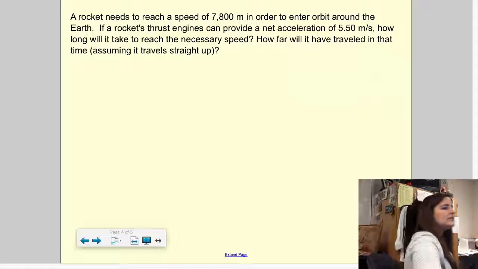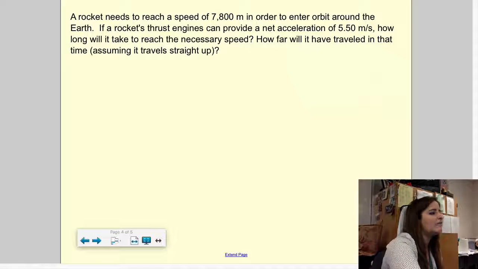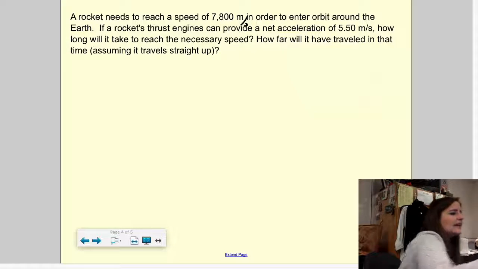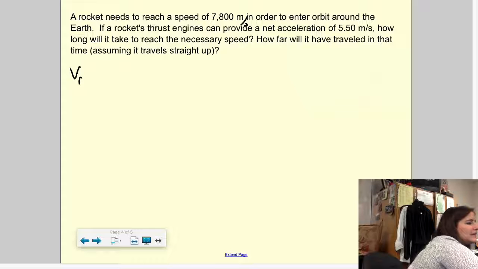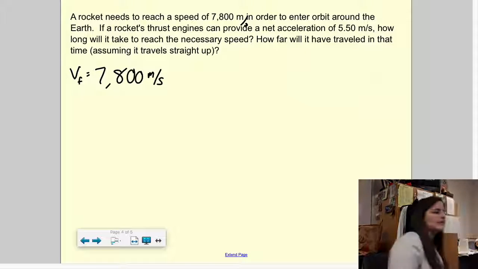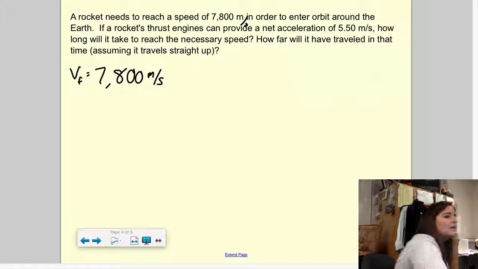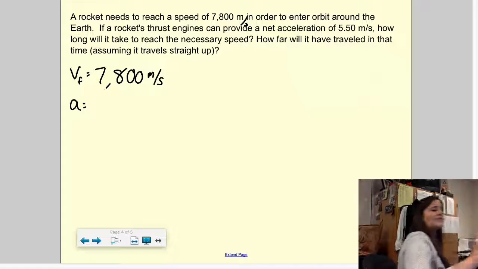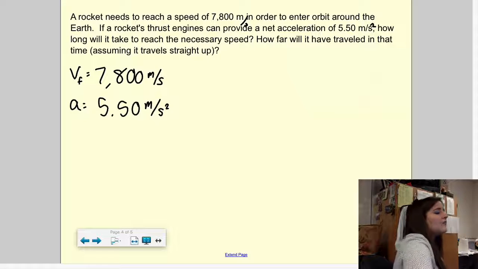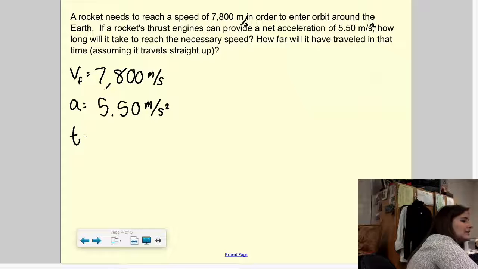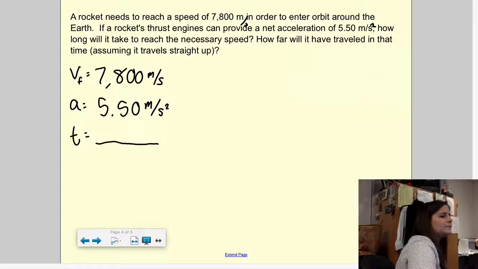A rocket needs to reach a speed of 7,800 meters per second in order to enter orbit around Earth. There's a typo there. So we know that its final speed has to be 7,800 meters per second. If the rocket's thrust engines can provide a net acceleration, so that just means it's overcoming gravity, of 5.50 meters per second squared, how long will it take to reach the necessary speed? So time, we don't know.